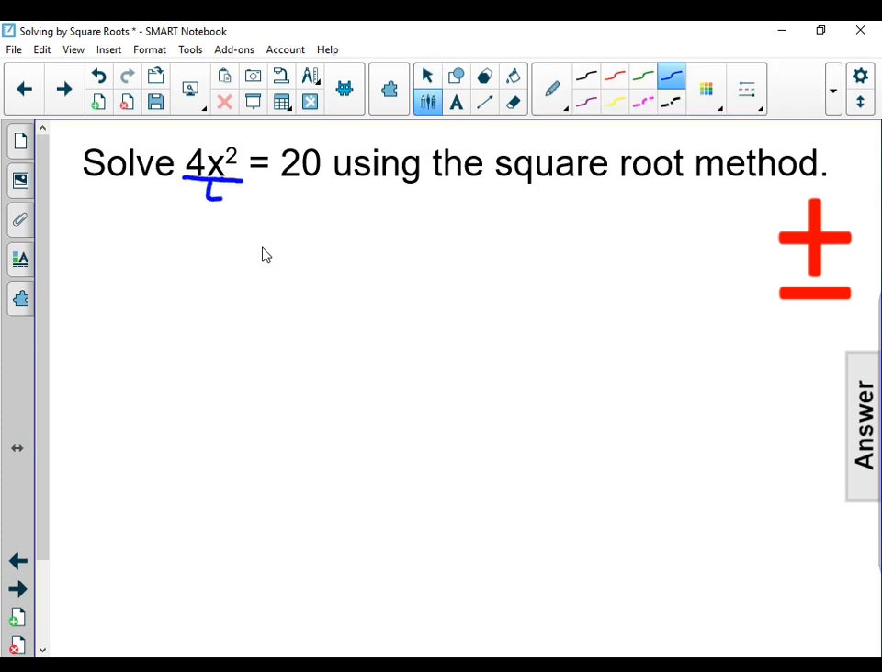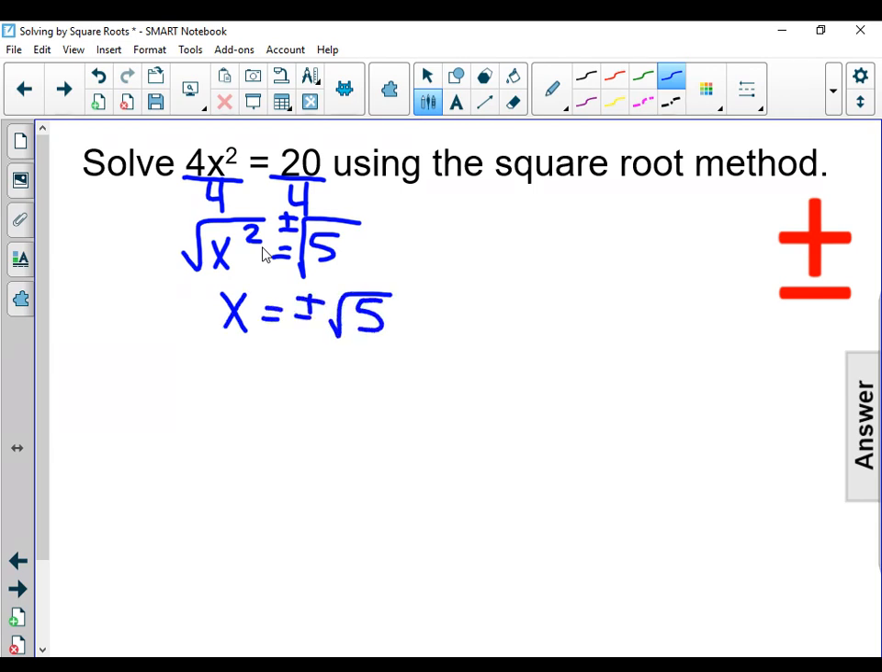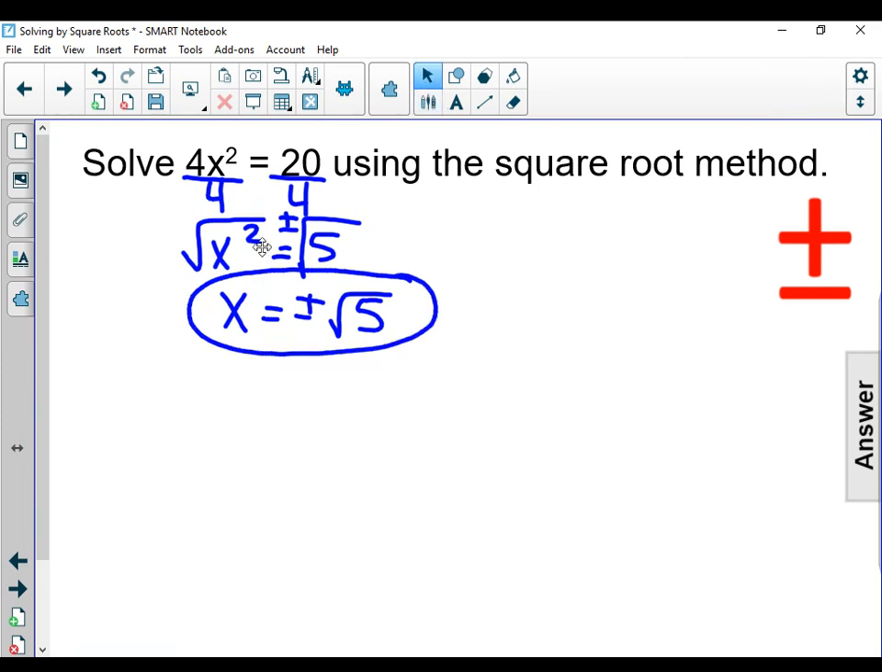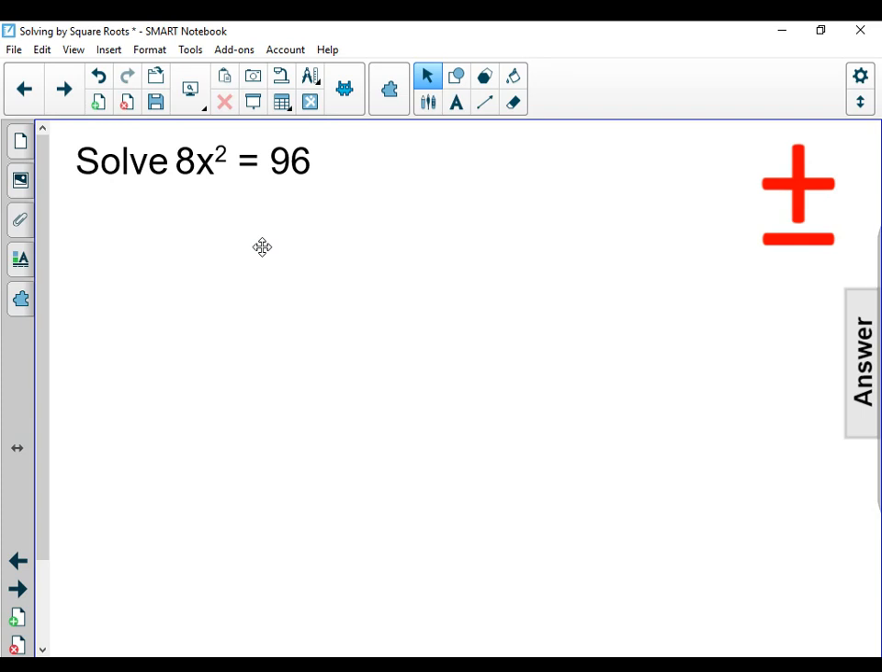Get rid of our 4. And we take our square root. We have to include the plus or minus. Then I ask myself the question, can I reduce the square root of 5? No, it's a prime number, so I'm done. But if it can be reduced, you reduce it. All right? Go ahead and try this one.